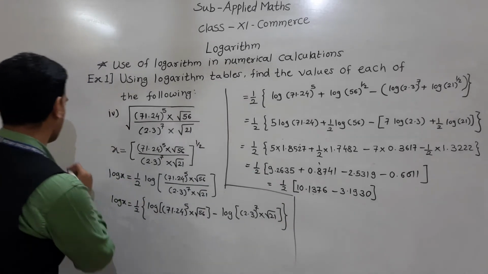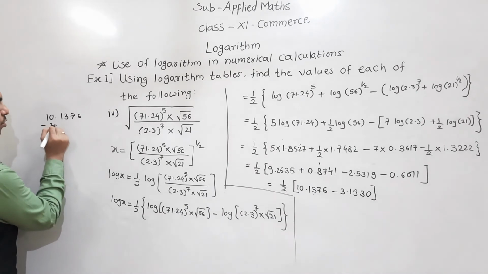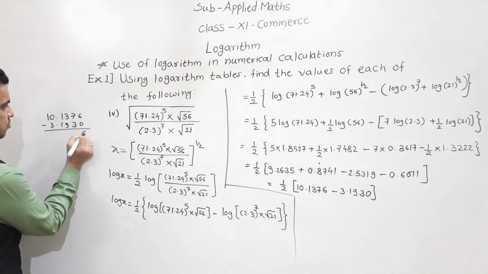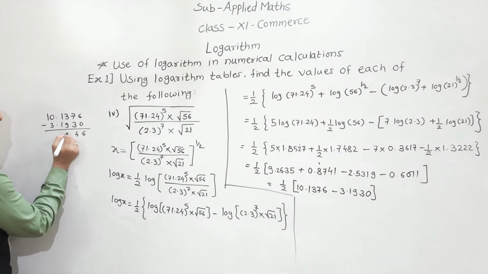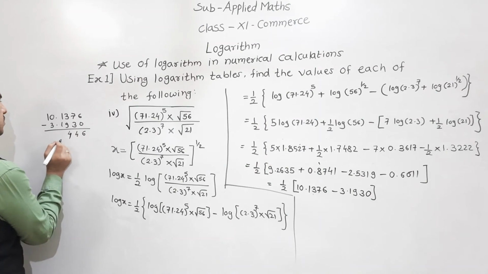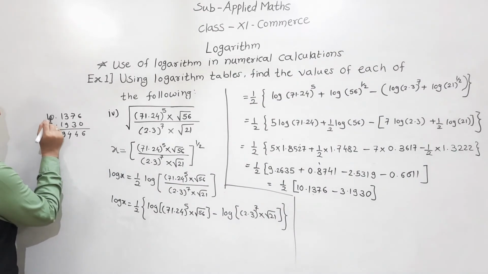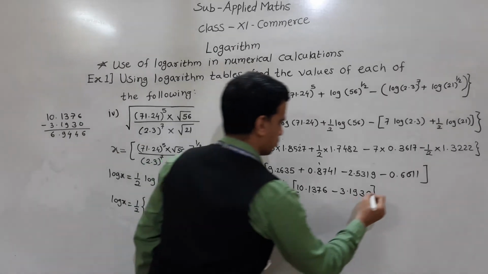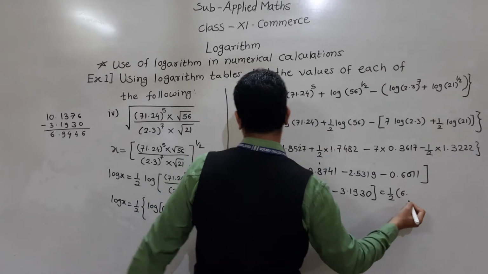So 10.1376 minus 3.1930. Okay, 6 minus 0 6, 4, 13 minus 9, 4. Here it is 1 minus, okay, 10 minus 1 is 9, then it is 6, so it is 6.9446. So half into 6.9446.